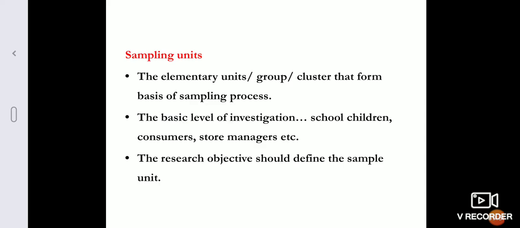So sample units: these are all the elementary units or clusters or groups that form based upon the sampling process. The basic level of investigation, that is school children, consumers, storage managers, these are all called sampling units. That unit can have a group of people, or even sometimes one person can become a unit. It depends upon the study design. Now the research objective should define the sample unit. Exactly, that's what I was telling you. So whatever the research objective, based upon that, the sample unit is decided.